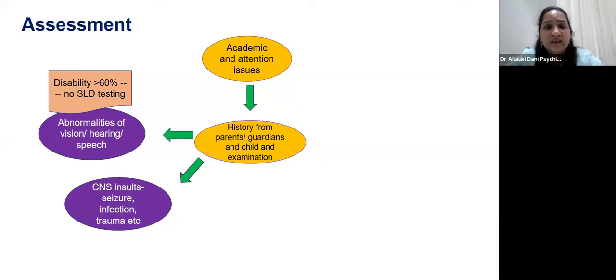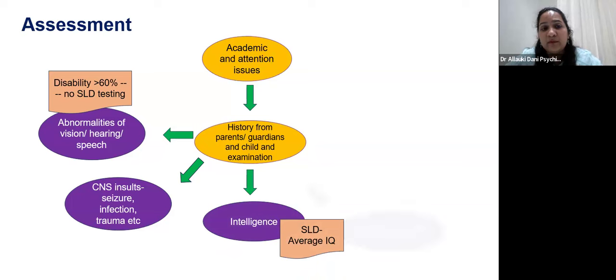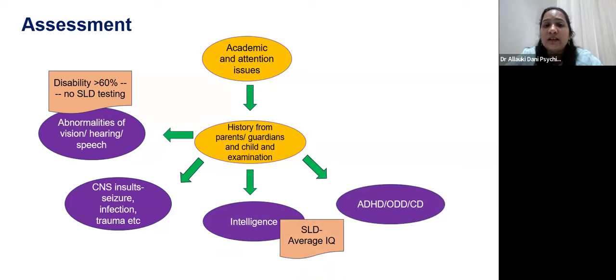Secondly, we also look at whether the child has had any CNS insults in the recent past, like seizures, CNS infections, trauma, any head injury or anything of that kind. And whether there is any temporal association of any such incident with the academic and attention concerns the child is having currently. Next, we also definitely look into the intelligence of the child. Obviously we do IQ testing, and we proceed for learning disability testing only if the IQ is normal. As per definition and criteria, SLD is a disorder only if the IQ is average or more than average.